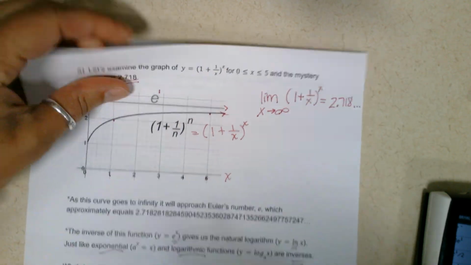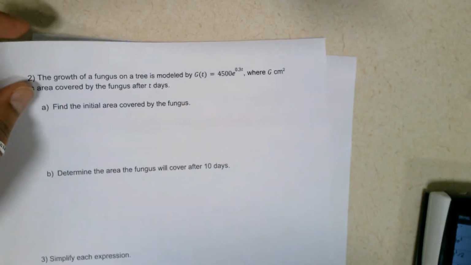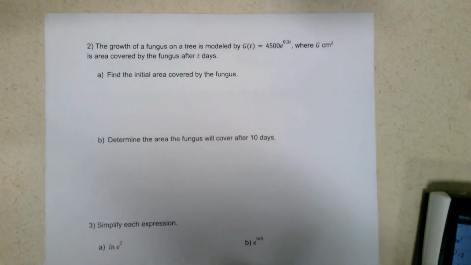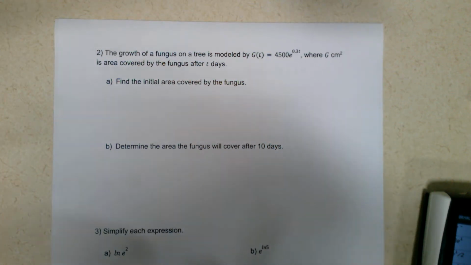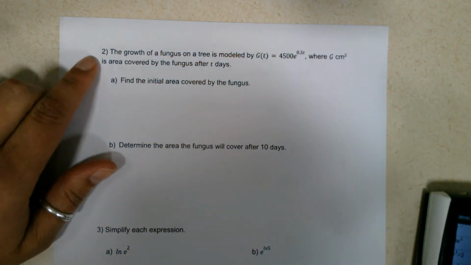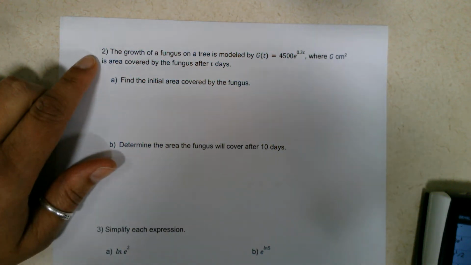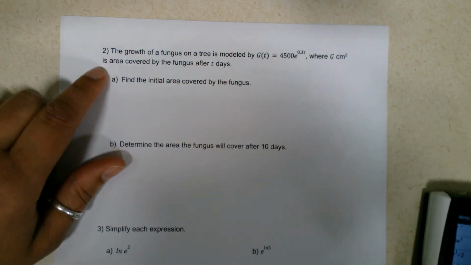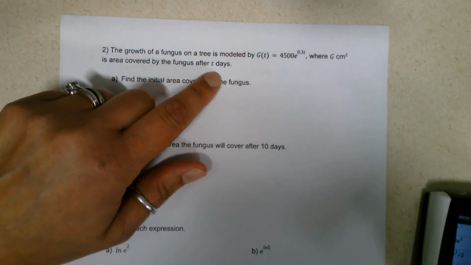Okay, let's look at a couple other types of examples. The second type that you could have is an actual real world problem. And when I introduced this, I said that natural logarithms are going to help us solve problems about growth and about time. And that's what we're going to see here. So the growth of a fungus on a tree is modeled by g of t equals 4,500 e to the 0.3t, where g, centimeters squared, is area covered by the fungus after t days.